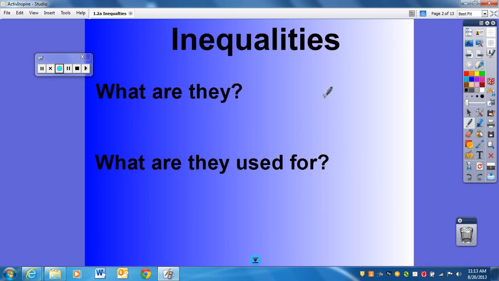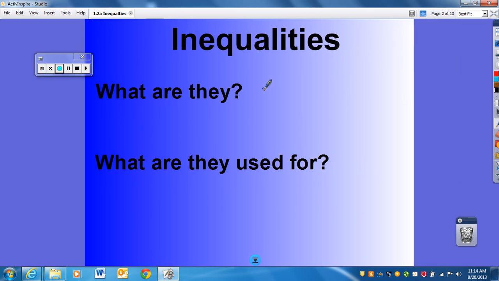As we begin, we need to talk about what inequalities are. When we take a look at inequalities in the past, we remember that we have inequalities that are less than, or they might be less than or equal to. We also had inequalities that were greater than, or greater than or equal to. And what are inequalities used for? Well, they're really used for comparing two values.